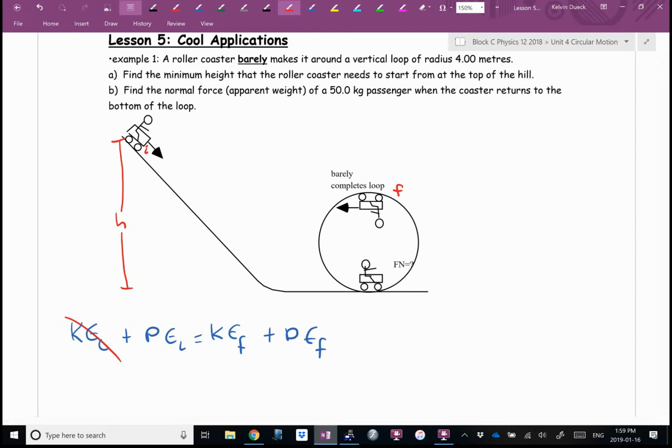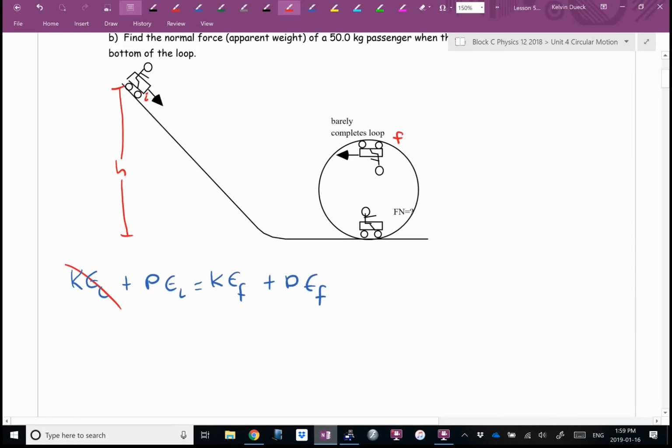All right, well, I may as well expand this. So potential energy, well, that was mgh initial. Kinetic energy was a half mv final squared. And potential energy was mgh final.